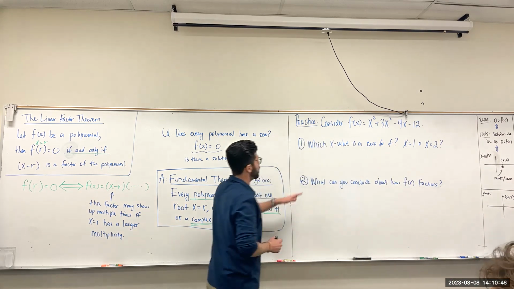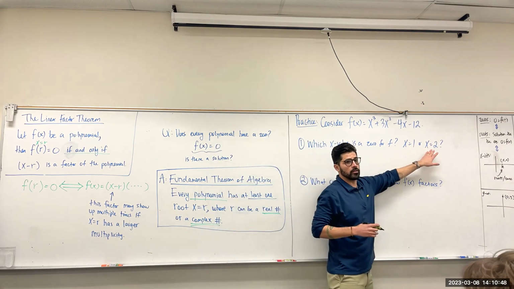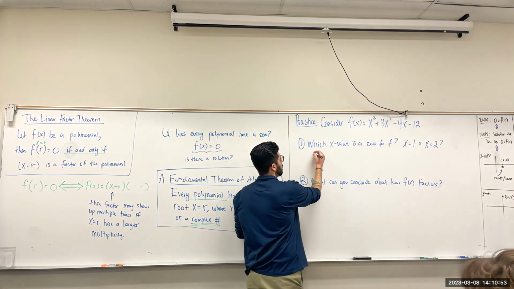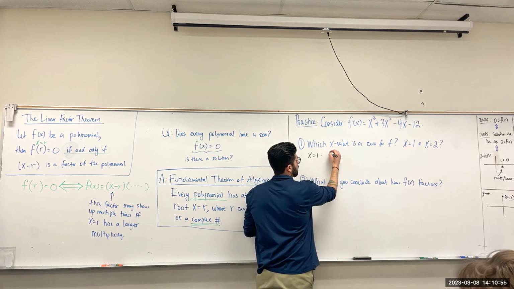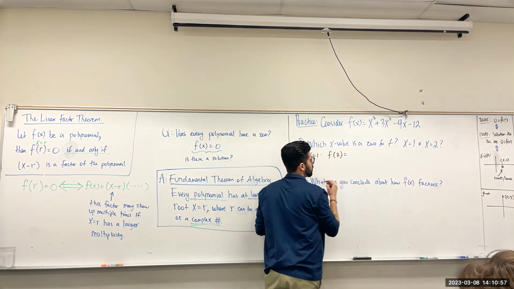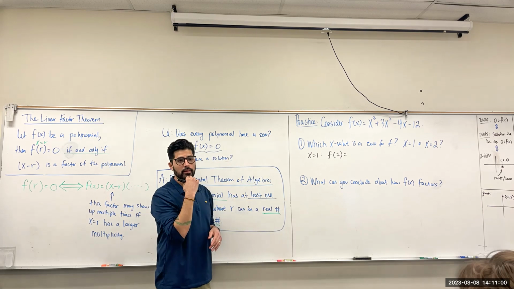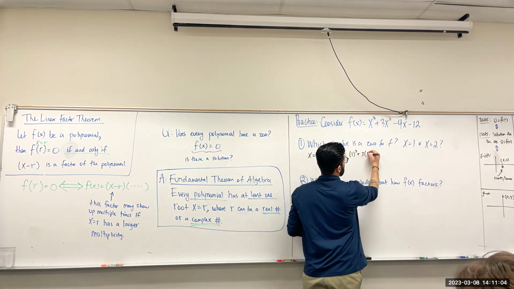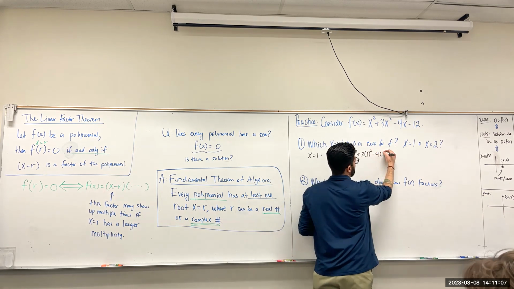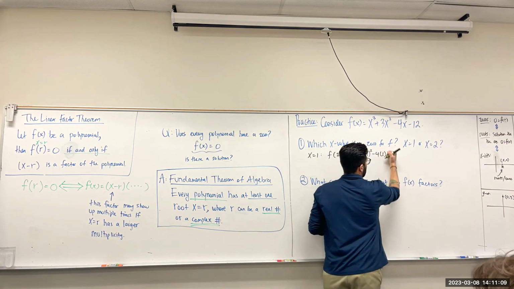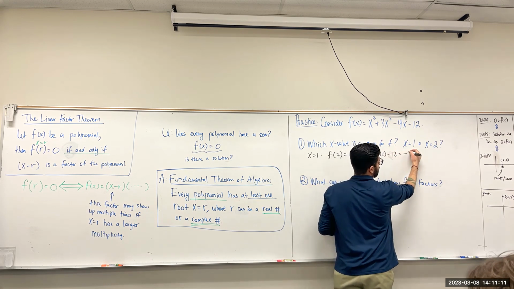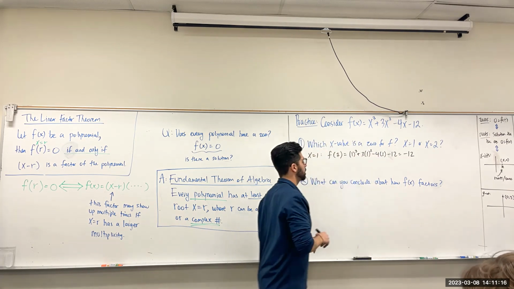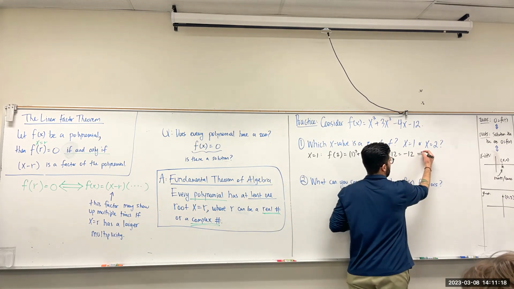Okay, guys, what did you do to check to see if it was a zero? Plug it in. So if I plug in 1, did you guys see what you got? You get 1 cubed plus 3 times 1 squared, minus 4 times 1, minus 12, and you got negative 12, which is not equal to 0. Okay, good.